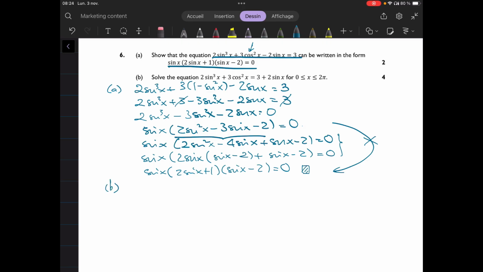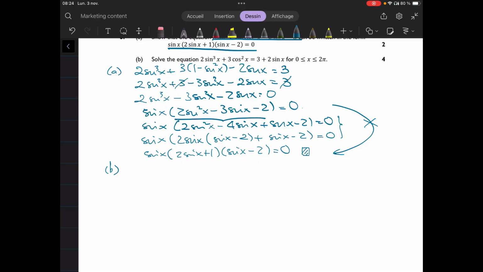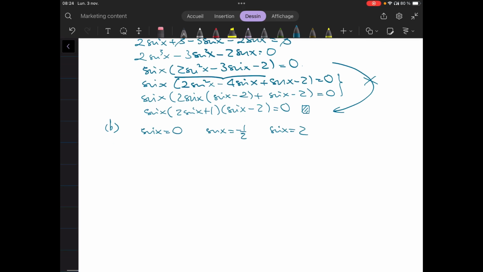Part B. We want to now solve the equation. This equation is solved if sine of x is equal to 0, sine of x is negative 1 by 2, or sine of x is equal to 2. Let's draw the unit circle. The x-axis is cos theta, or in this case cos of x. The y-axis is sine of x.